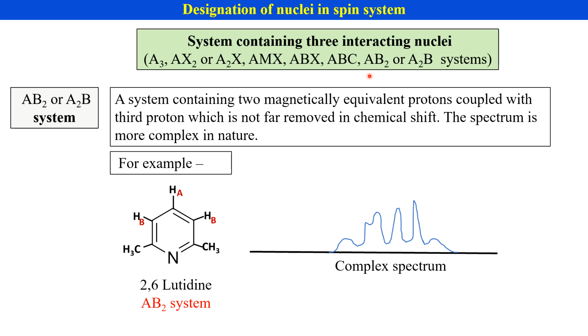Then the next type is AB2 or A2B systems. A system containing two magnetically equivalent protons coupled with a third proton which is not far removed in chemical shift. That is, their chemical shift values are very near to each other and the spectrum is more complex in nature, and we cannot identify a particular signal in the spectra. For example, 2,6-lutidine, chemical shift values are very close to each other. Therefore, the spectrum is complex in nature. It is a second order spectrum.